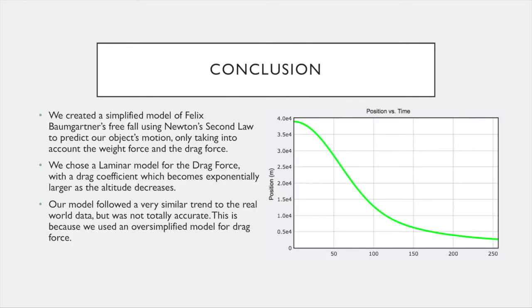In conclusion, we created a simplified model of Felix Baumgartner's freefall using Newton's second law to predict our object's motion, only taking into account the weight force and the drag force. We chose a laminar model for the drag force, with a drag coefficient that becomes exponentially larger as the altitude decreases. Our model followed a very similar trend to the real-world data, but was not totally accurate. This is because we used an oversimplified model for drag force.